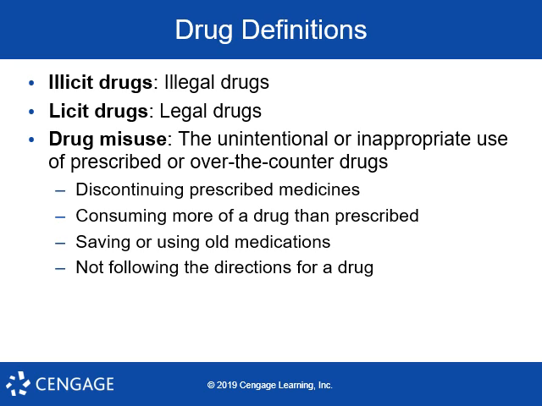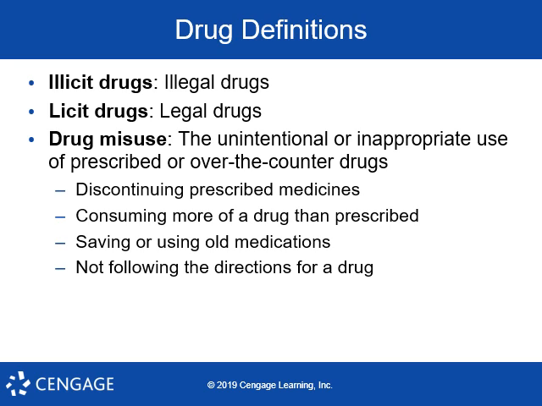So, a couple of basic definitions to understand. Illicit drugs are drugs that are illegal, that have been designated by the government to be out of bounds, to actually need a prescription to be dispensed, or have been outright banned altogether. Drug misuse refers to the unintentional or inappropriate use of prescribed or over-the-counter drugs. Now, many different situations can occur with that.